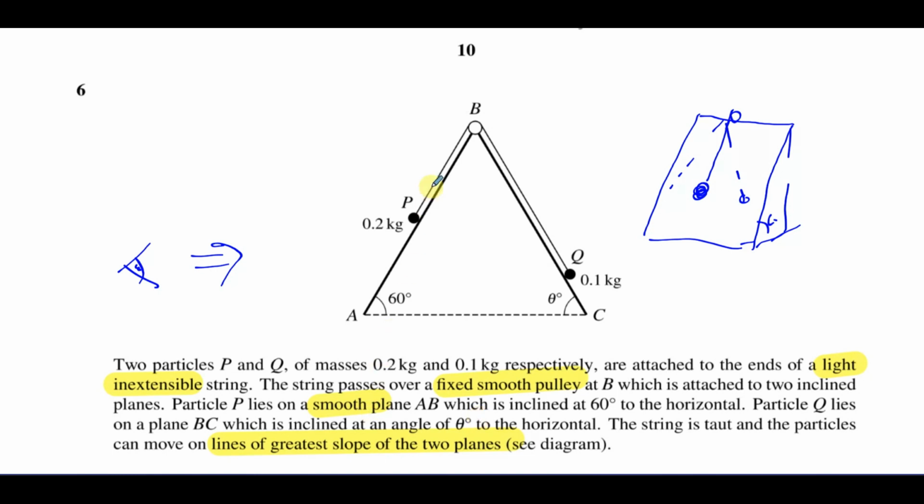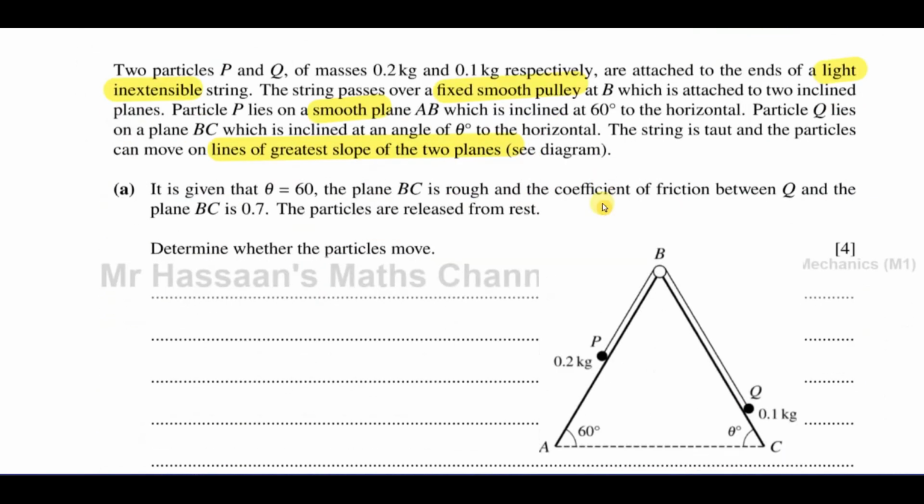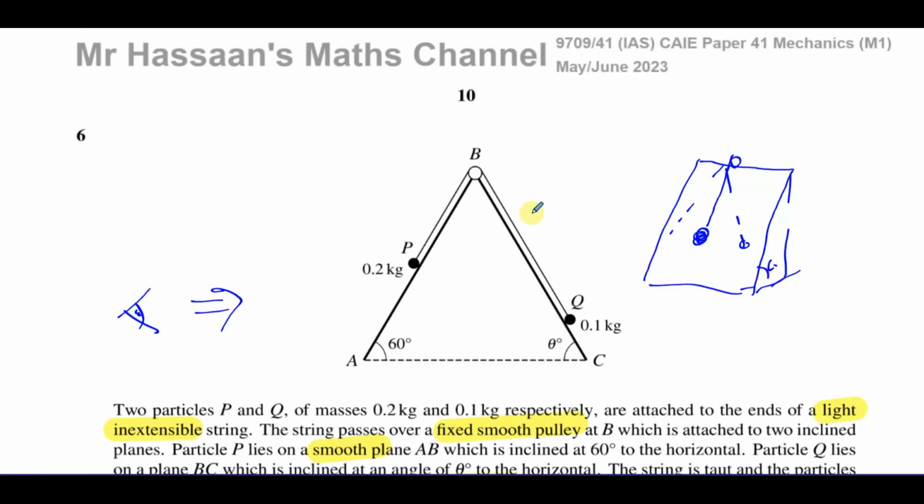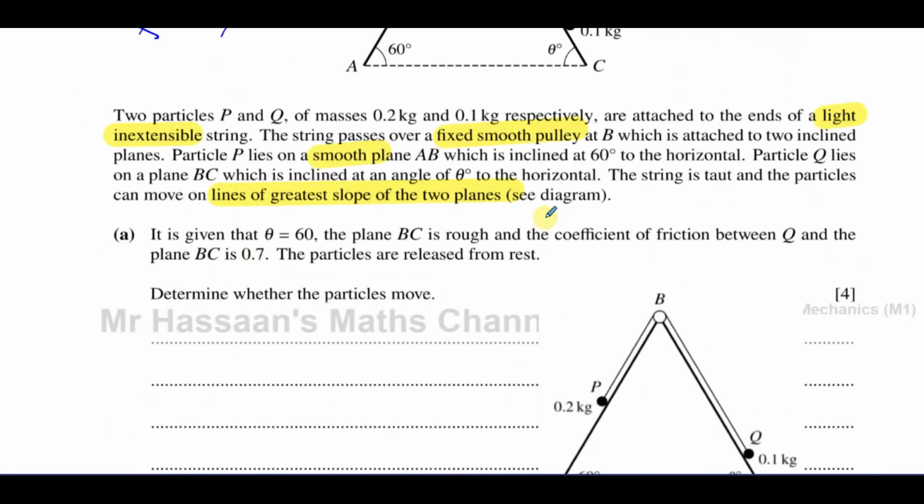Or if the string was light, we assume that the tension throughout each section of the string was the same. Or if the pulley was smooth, the tension on either side of the pulley and the string is the same, and so on. Okay, so those are some of the things that you might be asked about, which you should understand. In Edexcel, really they ask it. In Cambridge they don't, but you should understand that anyway.